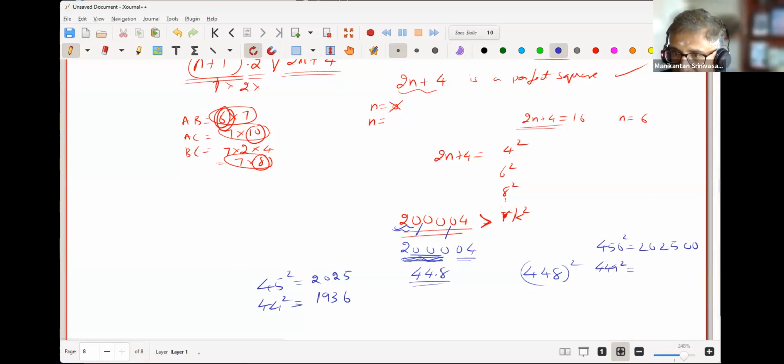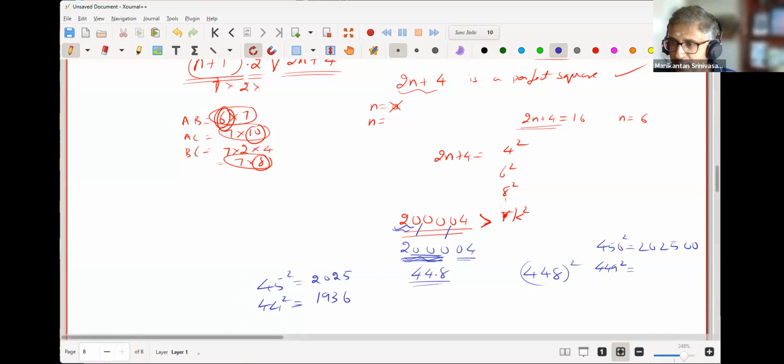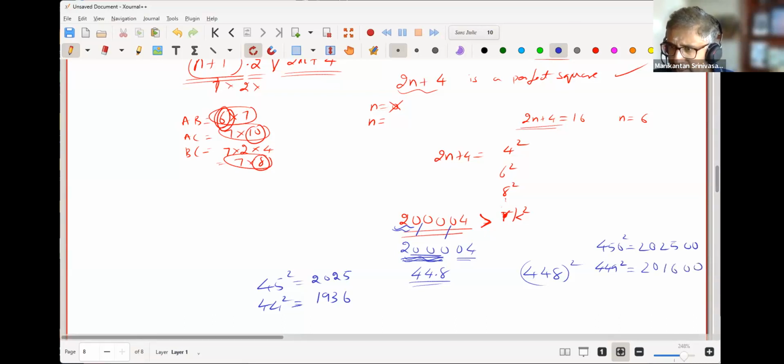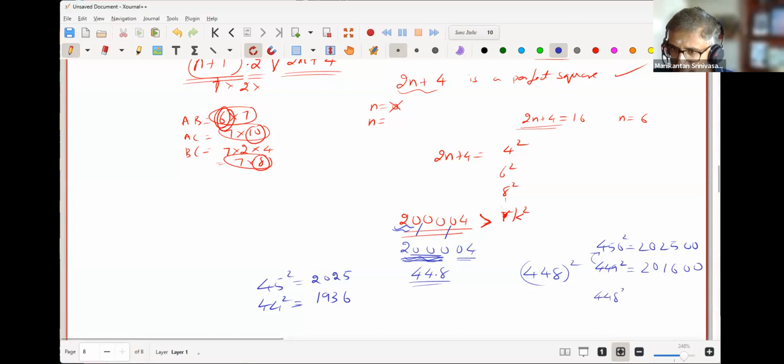449 square is (a minus 1) whole square, which is a square minus 2a plus 1. So approximately this is 900 less than 450 square. So approximately 900 less than this would be 201600 approximately. You understand this? The difference between these two is approximately 900. So 448 square will be again a further 900 from this.